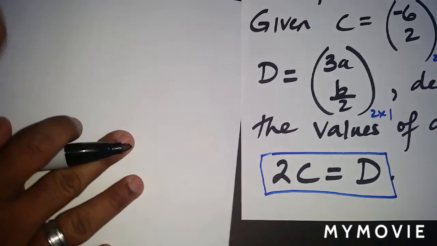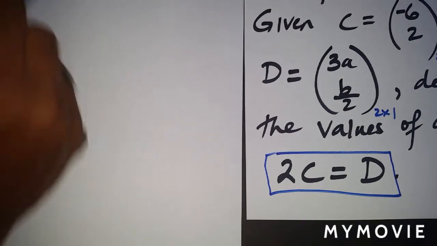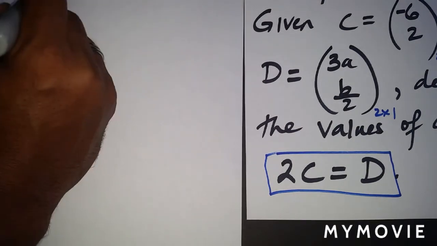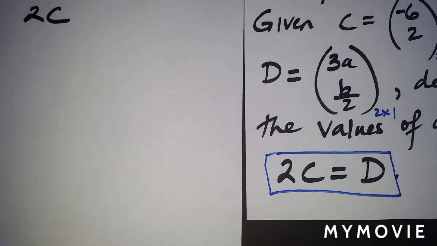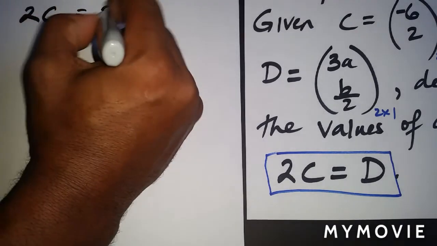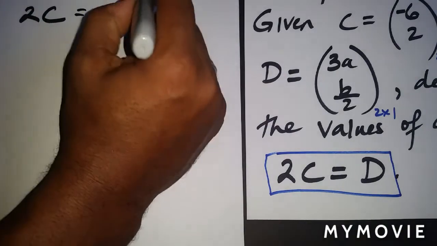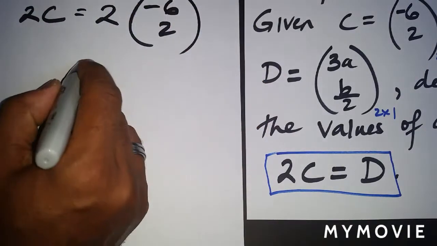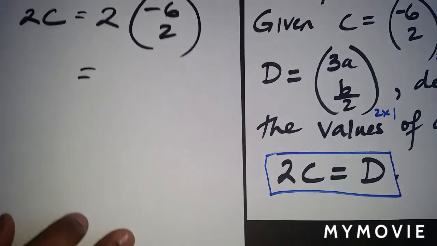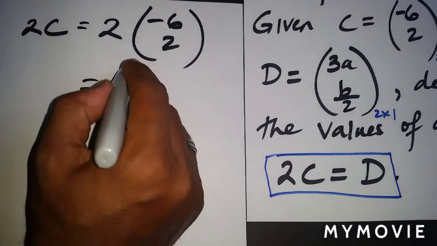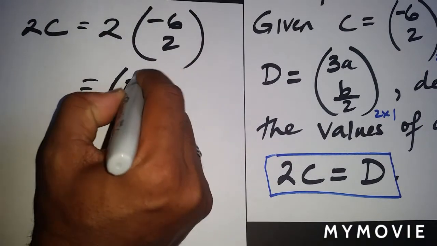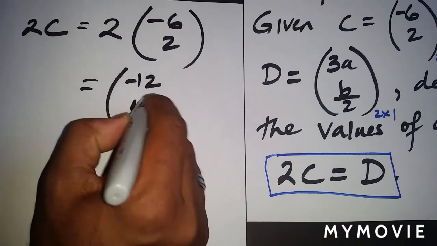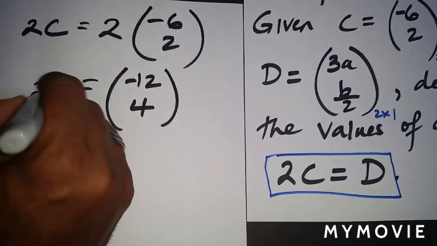So first thing we need to find out is the value of 2C. 2C would simply be equal to 2 times whatever matrix C is. In this particular case, matrix C is minus 6 and 2. So we simply do scalar multiplication, where those elements will be multiplied by 2. So 2 times minus 6 is minus 12, and 2 times 2 is 4, and that is what 2C is equal to.